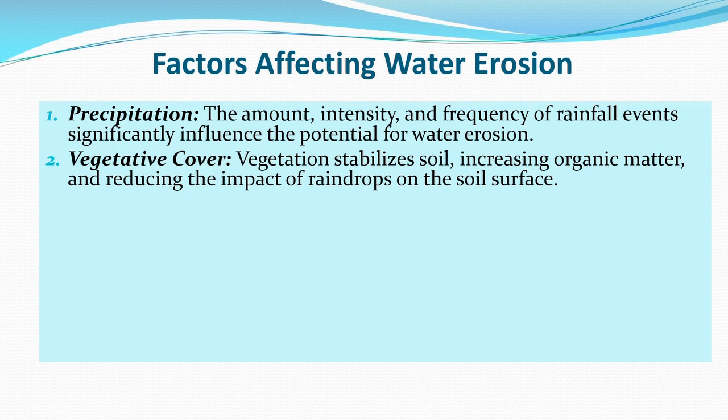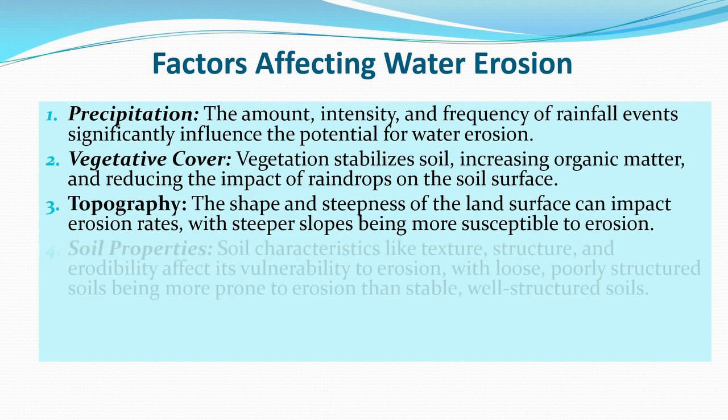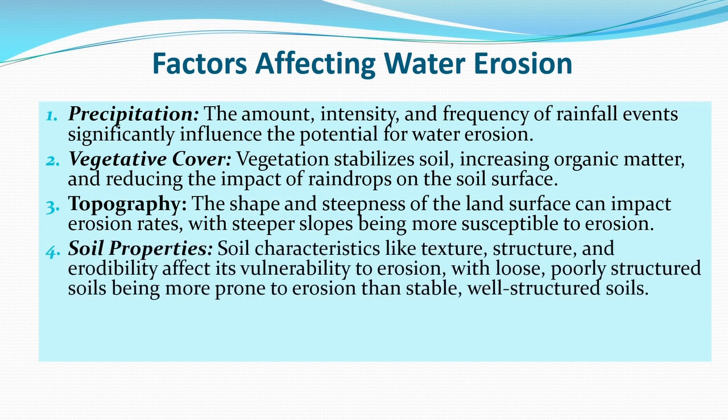Precipitation. See, the amount, intensity, and frequency of rainfall events will significantly influence the potential for water erosion. If the intensity is high, the detachment and transportation rate will also be high. Vegetative cover. Vegetation stabilizes soil. It will also increase the organic matter of soil, and definitely it can reduce the impact of raindrops on the soil surface. How will topography affect water erosion?